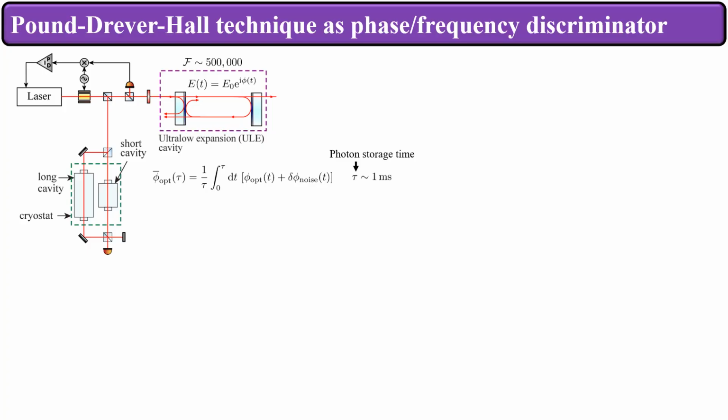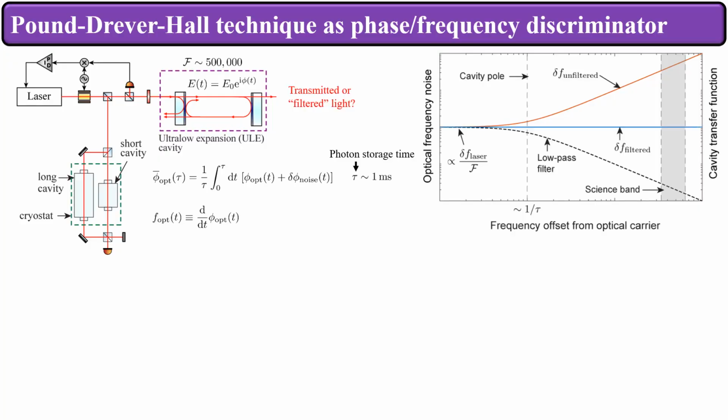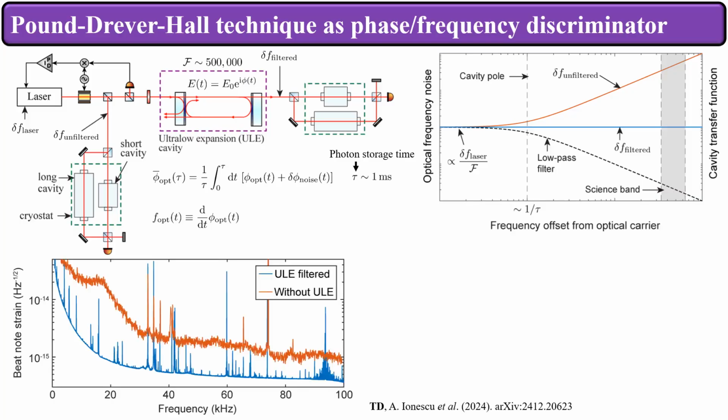But our dark matter signal depends on frequency noise, which is a derivative of phase, and the frequency stability is only inherited from phase for timescales longer than tau, as illustrated by this curve. One way to overcome this noise increase in our science band is by looking at the ULE's transmission. That's because the cavity acts as a low-pass filter with this profile, so the transmitted light does not experience higher noise at higher frequencies. So, by switching the geometry like this, we reduced laser frequency noise by almost an order of magnitude.